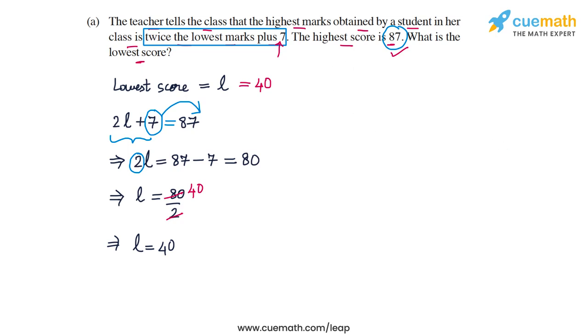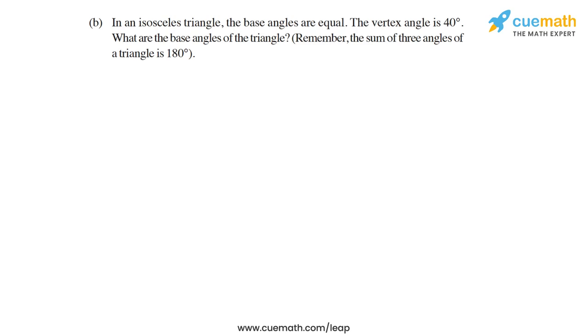Now let's go to part B. In part B, the statement says, in an isosceles triangle, the base angles are equal. The vertex angle is 40 degrees. What are the base angles of the triangle? And we're also given this hint. Remember that the sum of 3 angles of a triangle is 180 degrees.